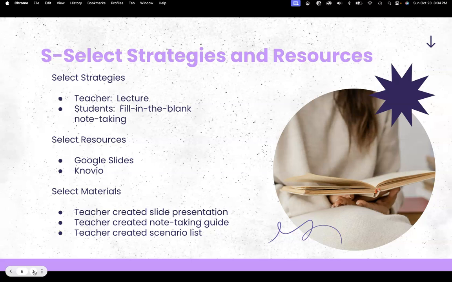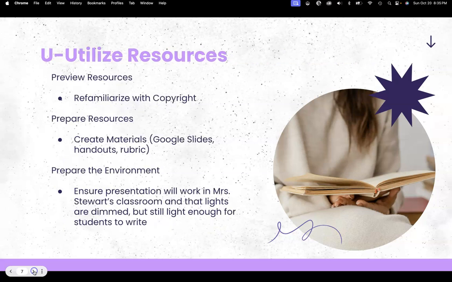I needed Google Slides, and I said in this slide that I needed Novio. It ended up I used ScreenPal to record the slide, formerly known as Screencast-O-Matic, and then the teacher materials are the slide presentation, the note-taking guide, and the scenario list that the students would be graded on at the end, as well as the rubric.